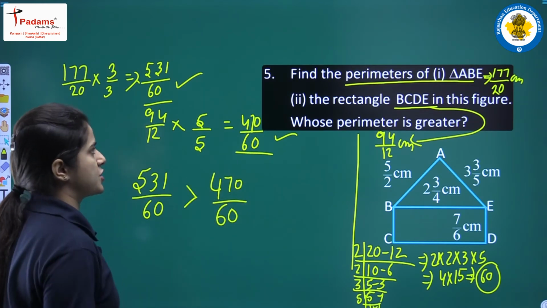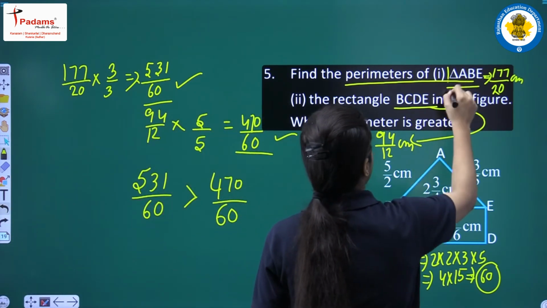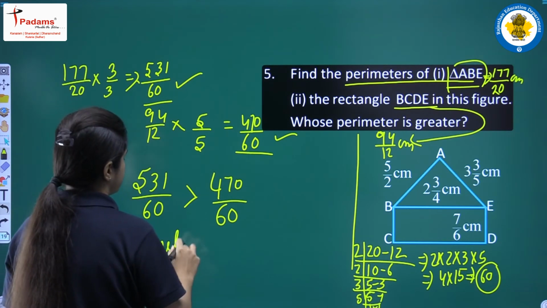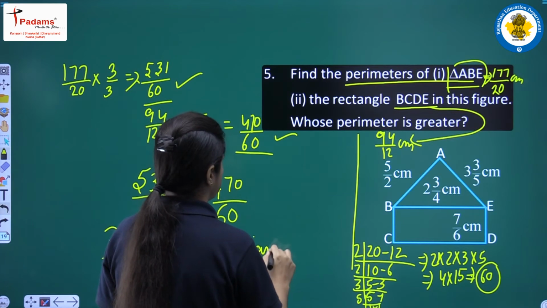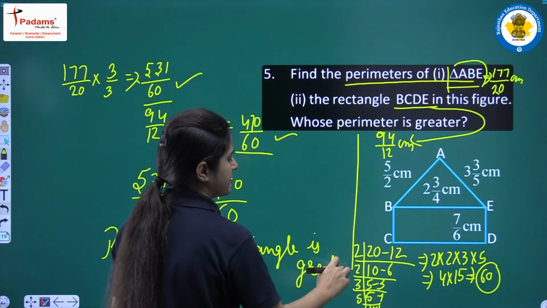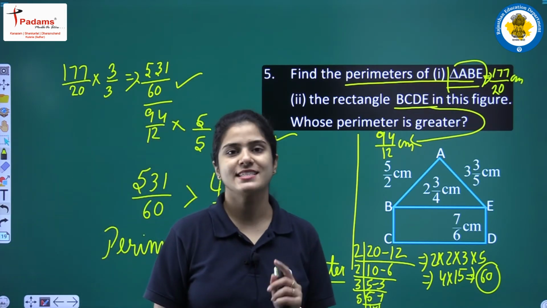Clearly this is larger. What is larger? The perimeter of the triangle, okay. So the perimeter of the triangle is greater, okay. Alright students, the perimeter of the triangle is greater, okay.